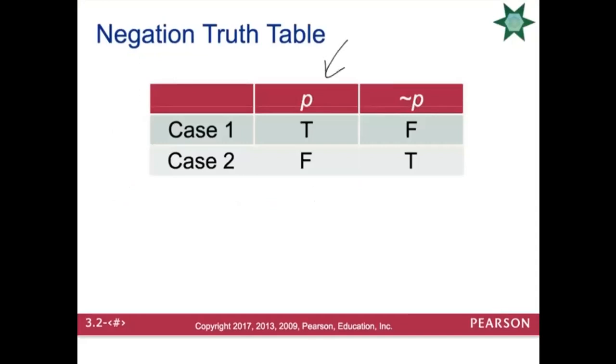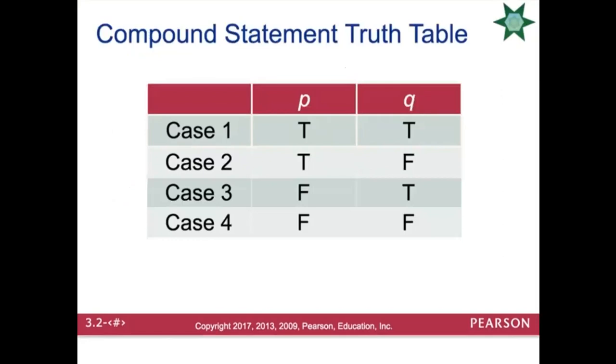This table is just a summary of what we just stated. So your statement has two cases. Your statement can either be a true statement or a false statement. If your statement is true, the negation of that statement will be false. If the statement you make is false, the negation of your statement will be true.